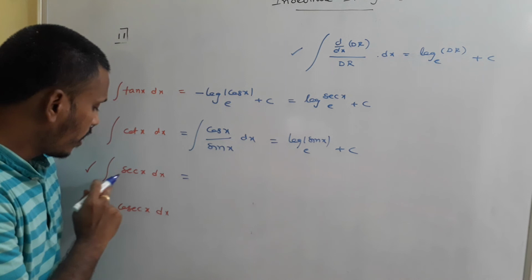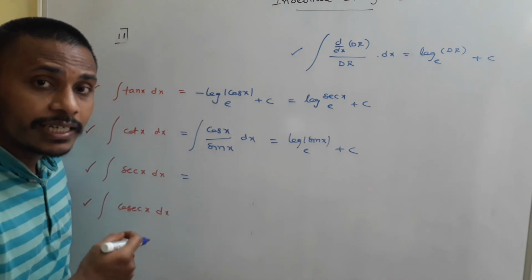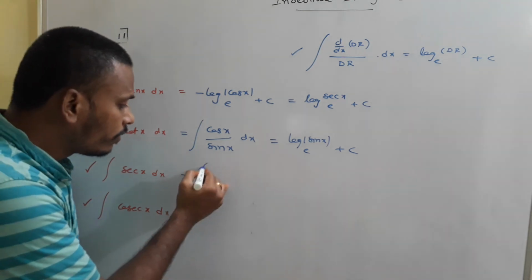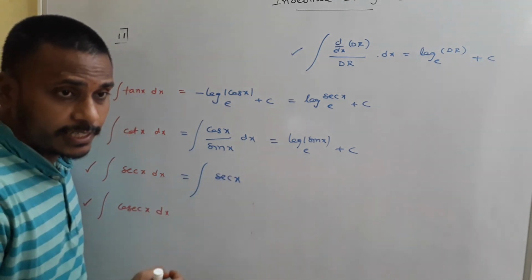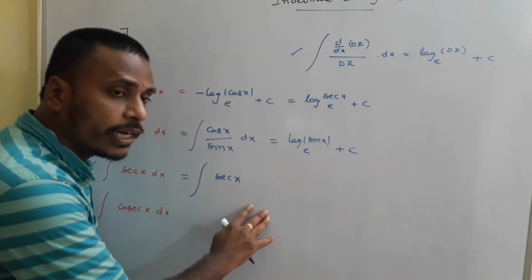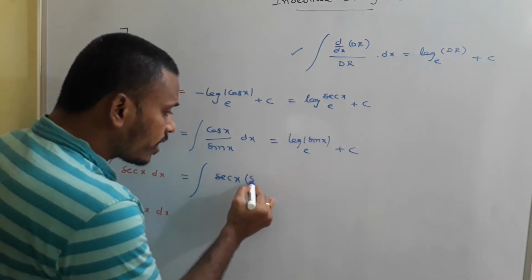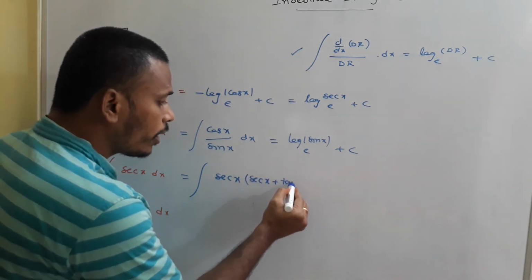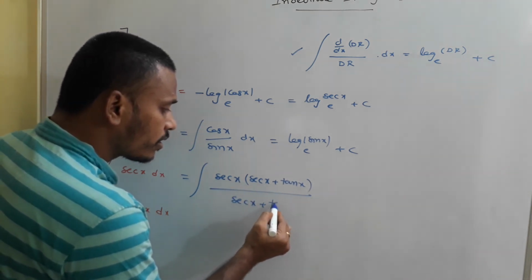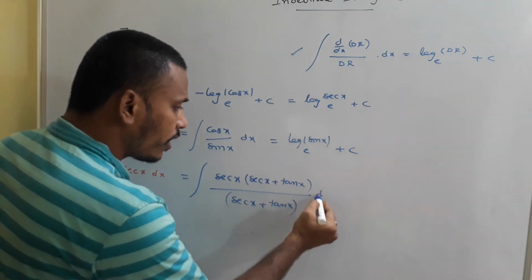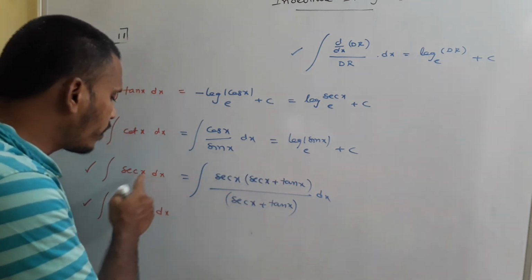Now think about the next thing, the integral of secant x dx. How to find the integral of secant x dx? Here we need to do a magic. Since we have secant x only, no denominator and no numerator, what I do is multiply secant x plus tan x in both numerator and denominator: secant x into secant x plus tan x divided by secant x plus tan x dx. Is there anything wrong? Nothing. We just multiplied as well as divided, so this is equivalent to secant x only, right?